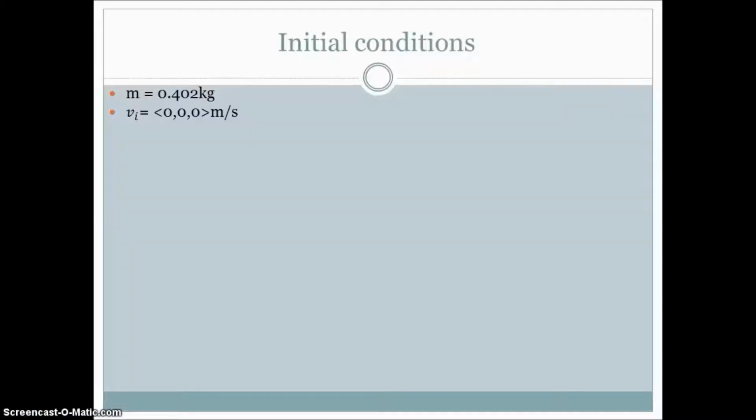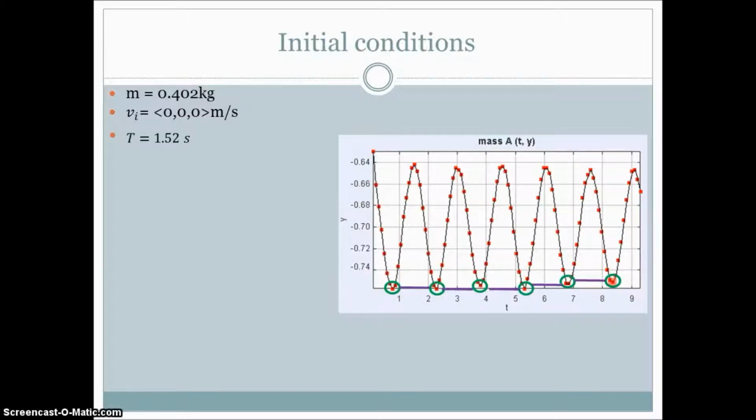Before we can look at the code, a few more initial conditions must be determined, such as the period of oscillation. The period is the time for one complete cycle of oscillation, which can be determined from this plot. The time between each trough of this plot is exactly 1.52 seconds. We can then use this information to determine the spring stiffness constant k for this particular spring using this equation, and we find that k equals 10.441 newtons per meter.